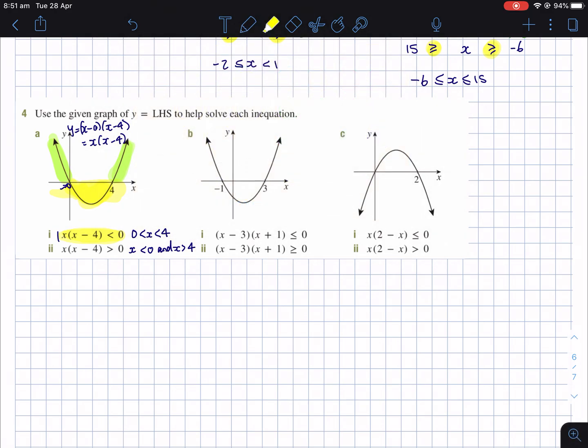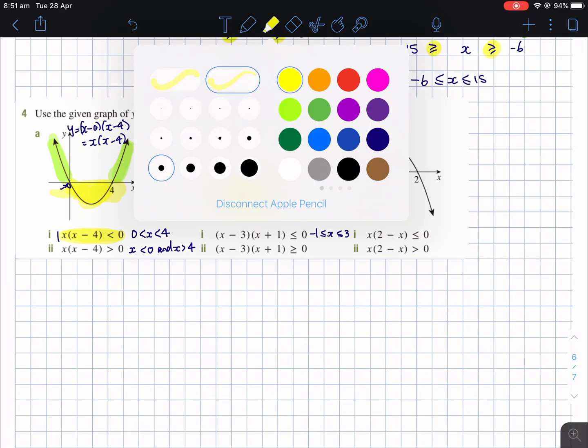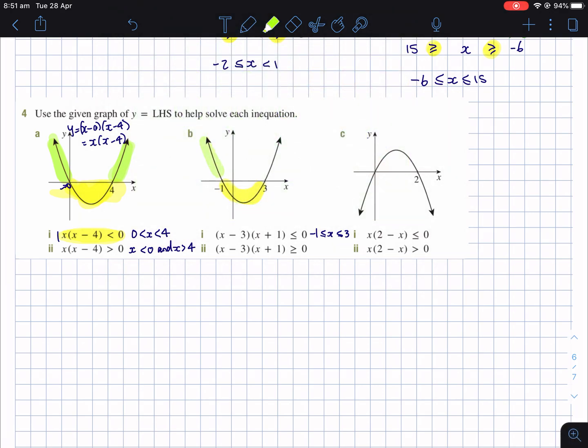Okay, this one, again, they've sketched it. They want to know when it's less than or equal to 0. Well, obviously, it's below the line between here. So we've got -1, and it's less than or equal to x less than or equal to 3. And when it's greater than 0 is this. So that's when you're less than -1, or less than or equal to -1, and x is greater than or equal to 3. So if you put in like 5, it'll be positive.